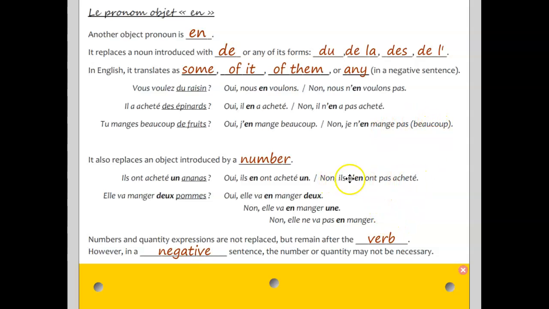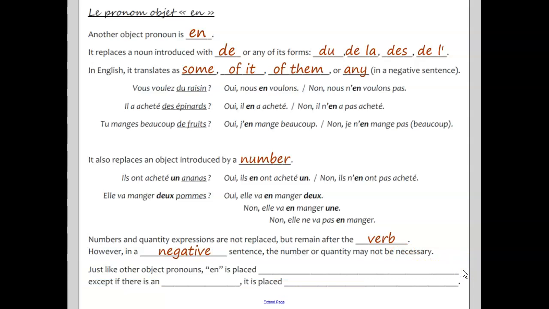And here where we're saying, no, they're not buying 1 pineapple, we don't need to say 1. If they're not buying, they're not getting any. So we don't need the un here. We don't need the de here. We don't need to say, no, she is not going to eat 2 of them. If she's not going to eat any, we can just say, no, she's not going to eat any. So in a negative sentence, we probably don't need that number or quantity.